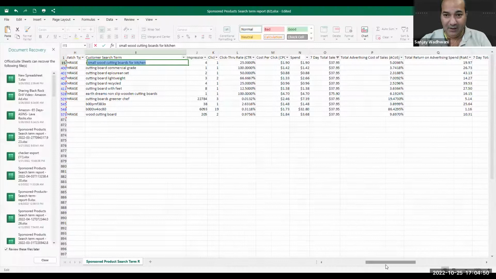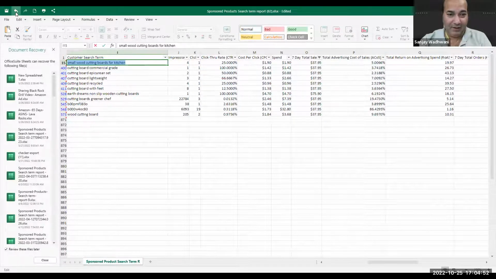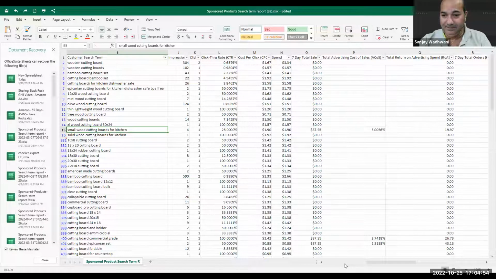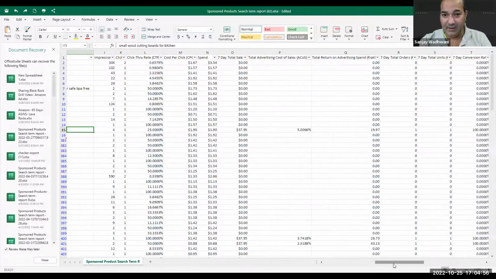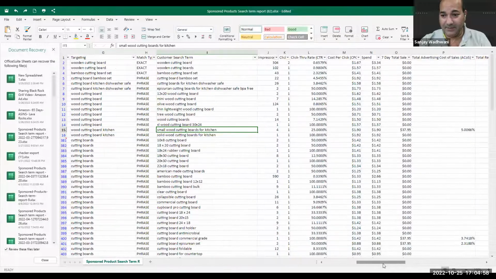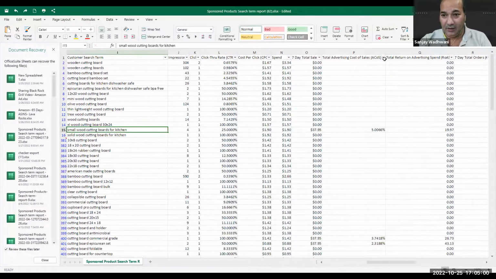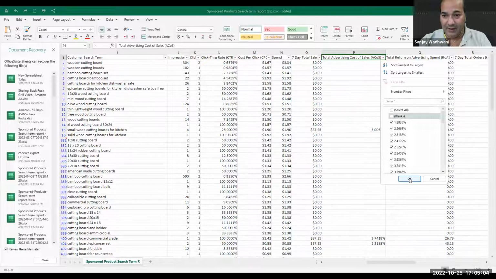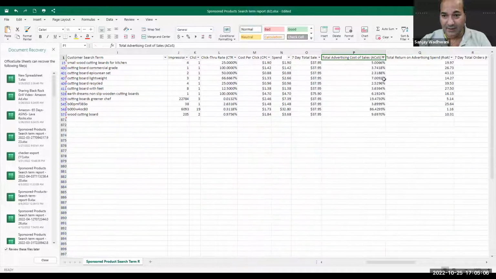Okay, so for example, here, high ACOS and lower ACOS. We're going to sort by ACOS, get rid of the blanks, and this is our blend of lower ACOS and higher ACOS.